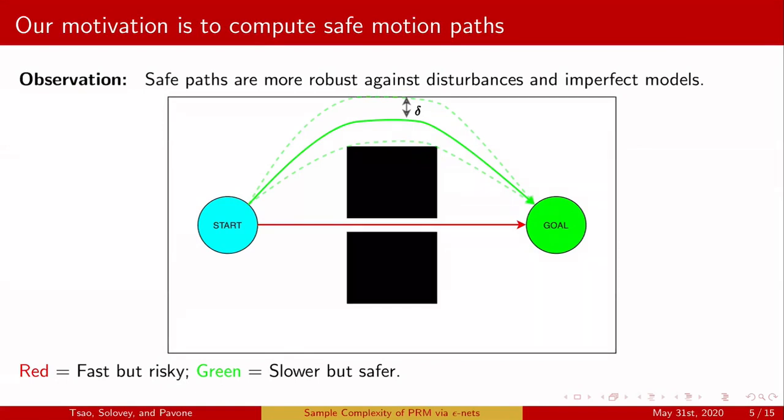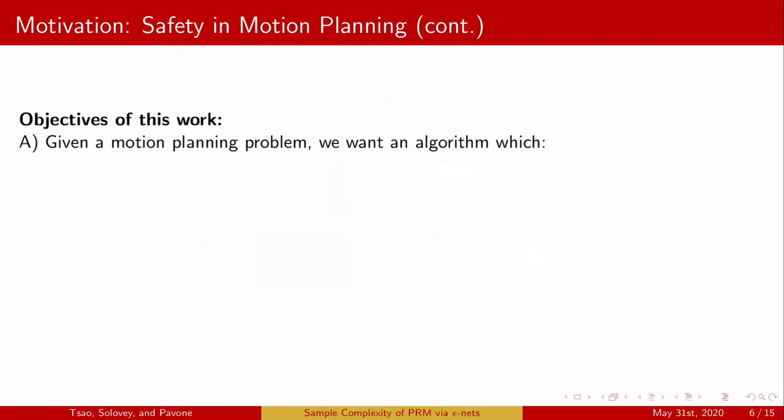The observation is that safe paths are more robust against external disturbances and imperfect models. So here we've got two paths. One of them is shorter, but it also goes through a very narrow passageway and is more prone to collisions. And the longer one is staying farther away from the obstacles, so it might be more favorable in certain situations.